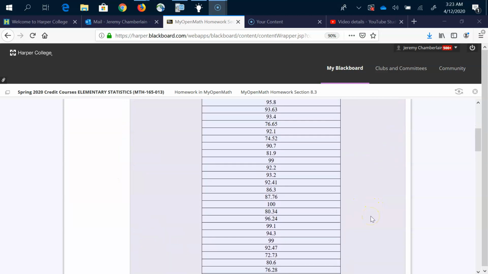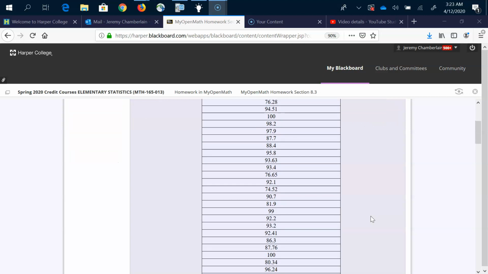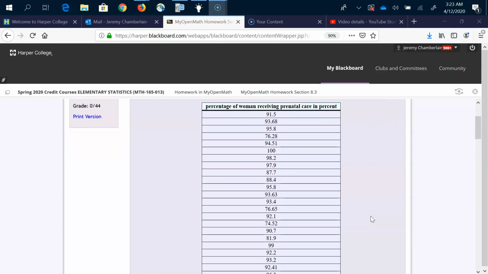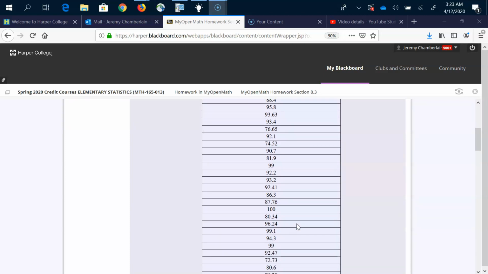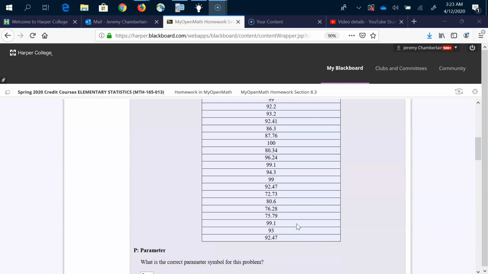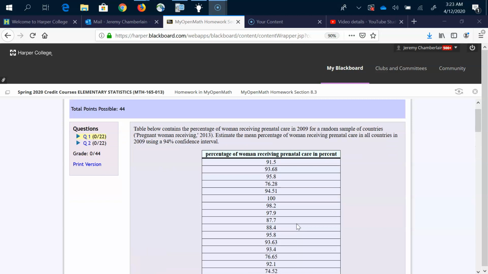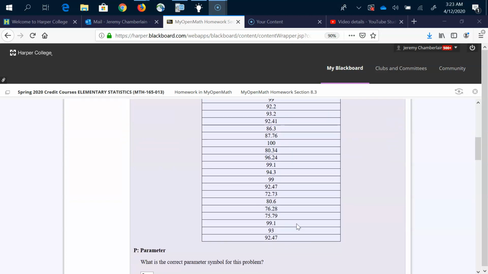And I have this whole list of data. Now, I'm going to do this problem first using StatCrunch because it is much easier to copy and paste this entire data set, and it looks like I have over 30 data values, into StatCrunch. Okay, so I've got this list of data. I'm going to copy that and put that into StatCrunch.